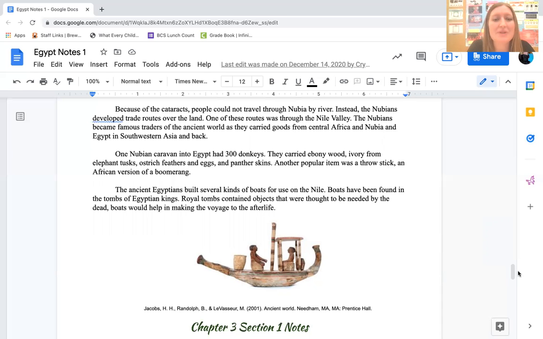The ancient Egyptians built several kinds of boats for use on the Nile. Boats have been found in the tombs of ancient Egyptian kings, so we know what they look like. Royal tombs contain objects that were thought to be needed by the dead. Boats were helpful in the afterlife because you needed a way to get to the afterlife, right? We read Isis and Osiris, and so yeah, just so you know, boats are kind of an important thing.